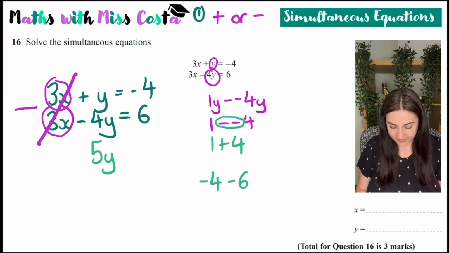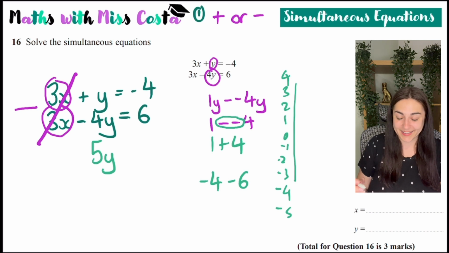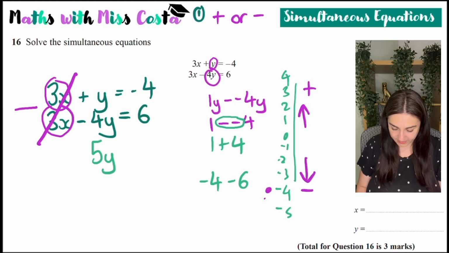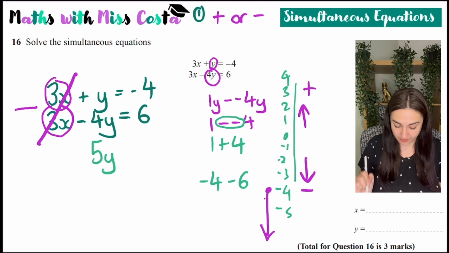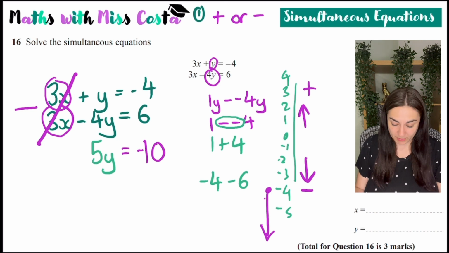And then minus 4 minus 6. So it always helps to just draw a little number scale really quickly. Whenever we add, we go up the number scale. And whenever we subtract, we go down the number scale. So I start at minus 4 and I'm subtracting 6. So I'm going to go down the number scale. So that would be minus 10. So I know that 5y equals minus 10.